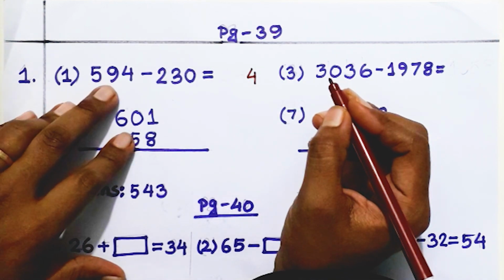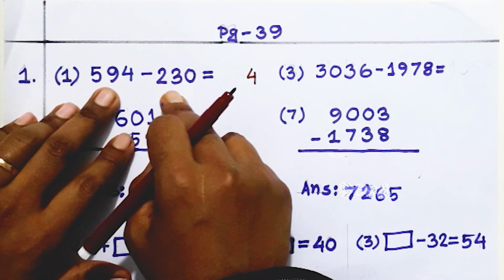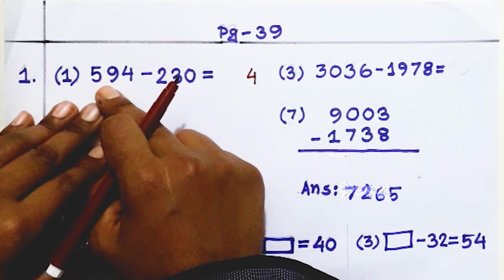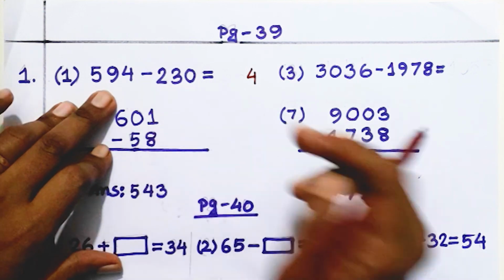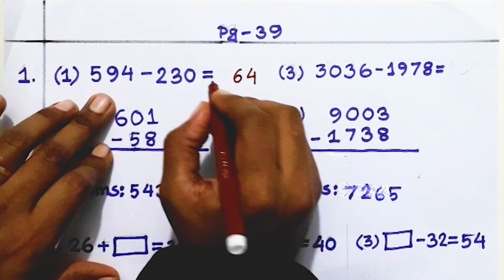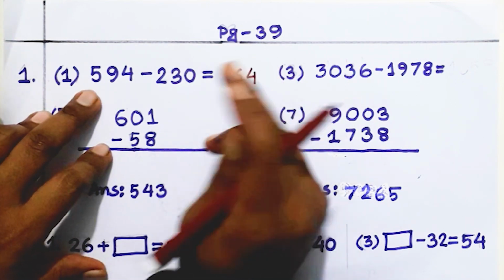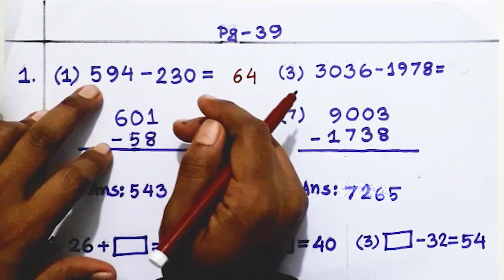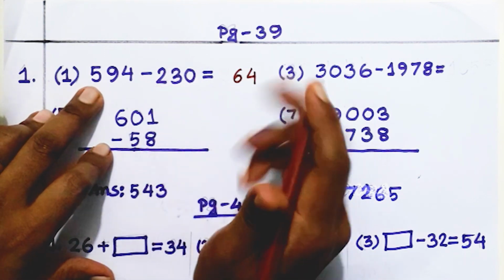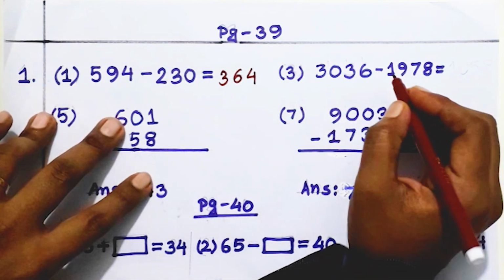Now the tens position. Here is 9 and here is 3. So 9 minus 3 is equal to 6. Here is the position of 100. Here is 5 and here is 2. So 5 subtracted 2 is equal to 3. So the answer is 364.